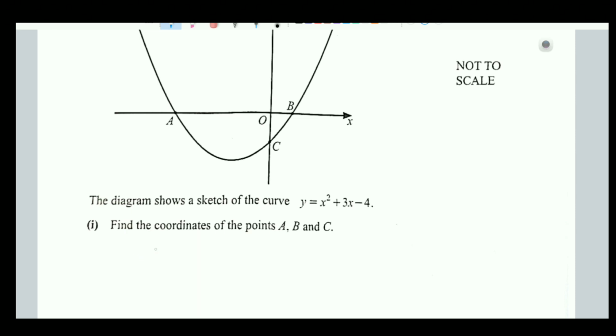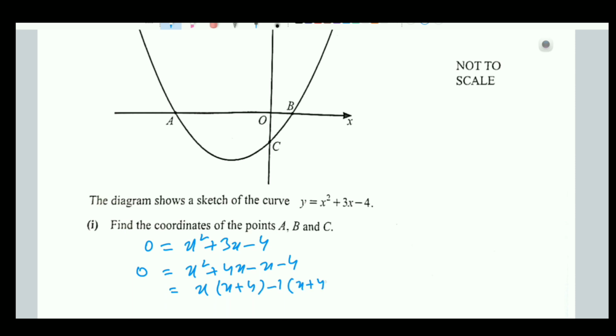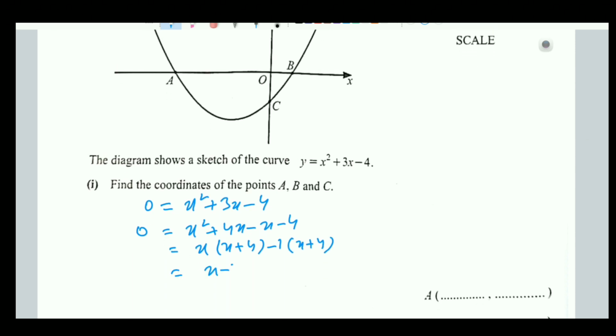So first of all we will put y equal to 0 in x squared plus 3x minus 4. So 0 is equal to, we will factorize, x squared plus 4x minus x minus 4, x plus 4 minus 1 x plus 4, x minus 1 x plus 4 is equal to 0. So x minus 1 is equal to 0, x plus 4 is equal to 0, x is equal to 1, x is equal to minus 4.